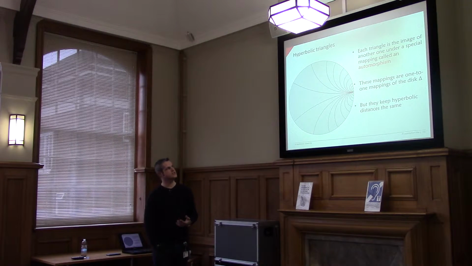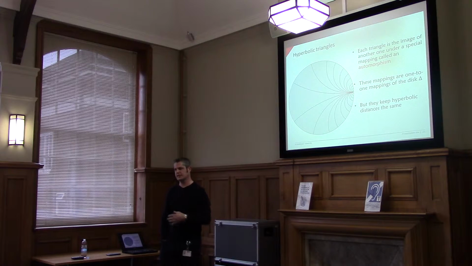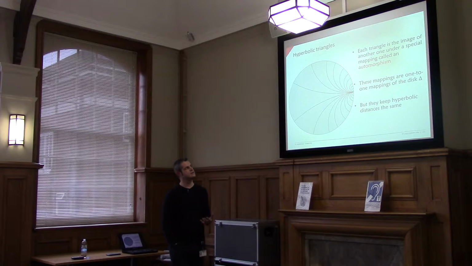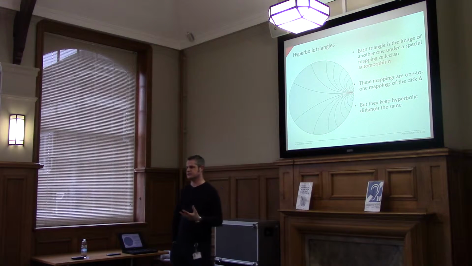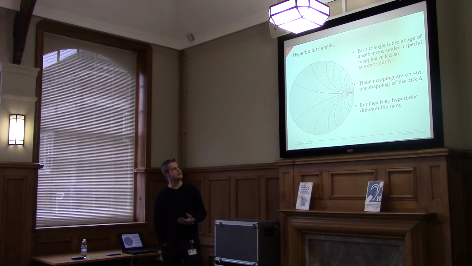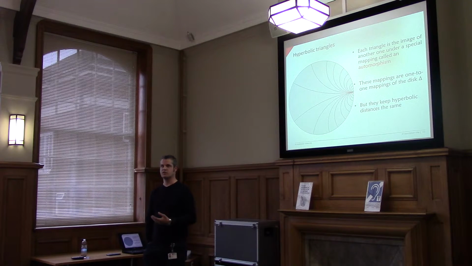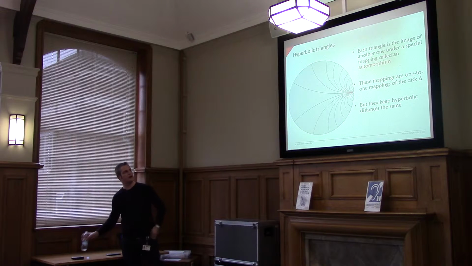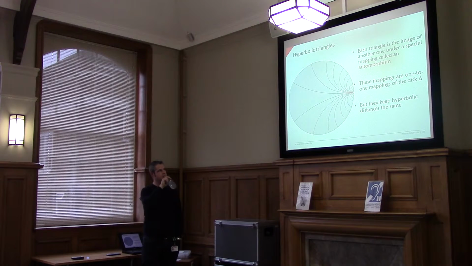Okay. So each of these triangles is the same thing, but more importantly, they're generated by all these automorphisms. These automorphisms I'm talking about are mappings that map the disk itself. They're also conformal and one-to-one, but they're these bland conformal mappings that I was talking about with R3.